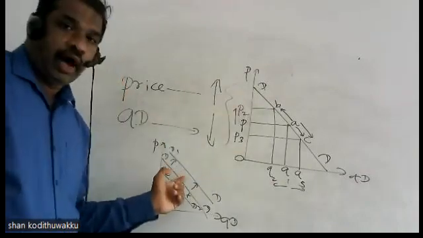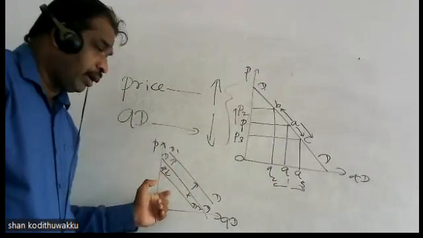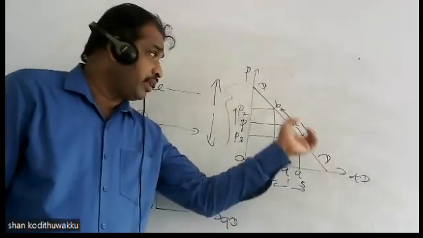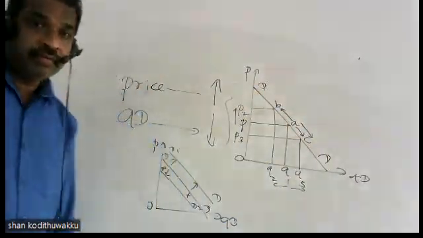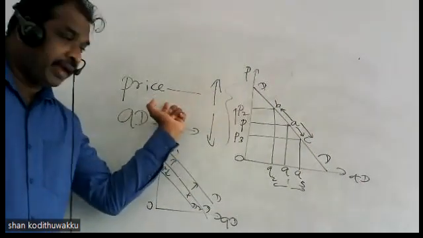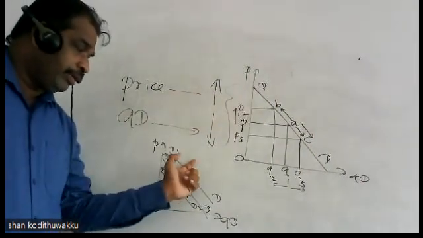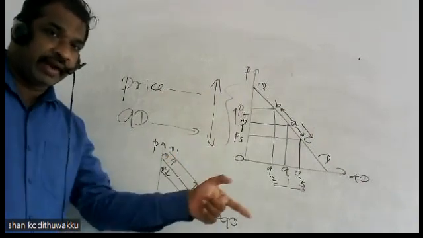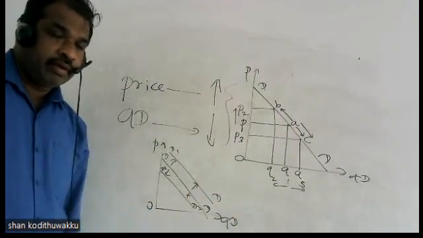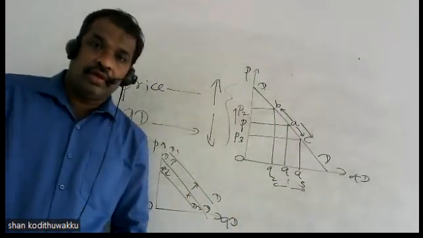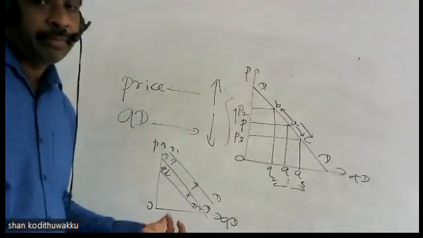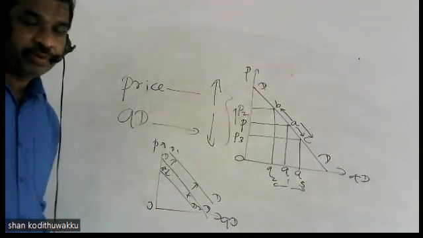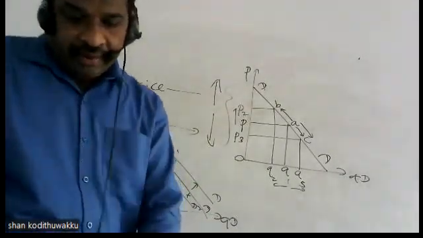Then you can have an upward shift or downward shift. But because of a change in price of the relevant product, we can have movement along the demand curve, that is upward movement or downward movement. It will happen only because of price. But for you to have an upward or downward shift, you have to have a change in other factors affecting demand except price, like price of other products, substitute products, complementary products, consumers' income, consumers' taste, population, expectations like that. Right.